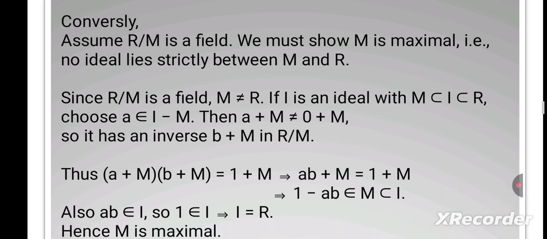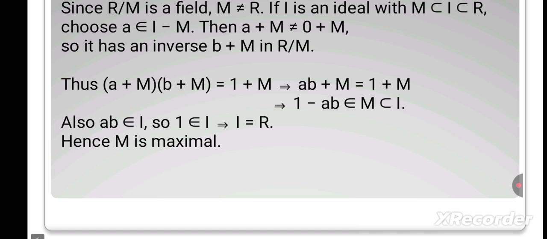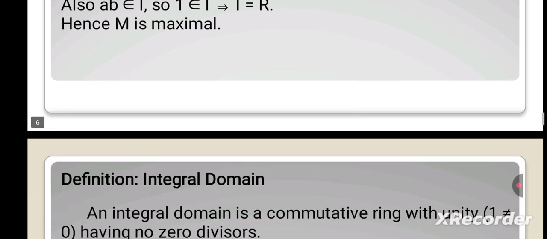Thus, a plus M into b plus M is equal to 1 plus M, which implies ab plus M is equal to 1 plus M. This implies 1 minus ab belongs to M, which is contained in I. Therefore, ab belongs to I, so 1 belongs to I, implies I is equal to R. Thus, M is a maximal ideal and thus the theorem is proved.